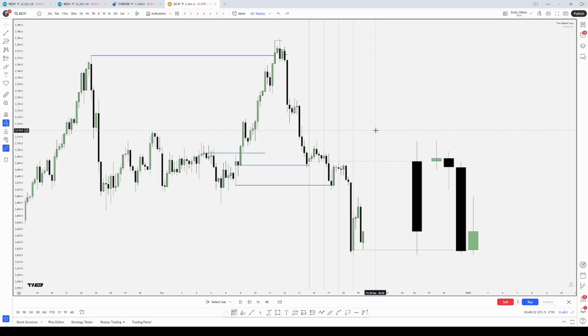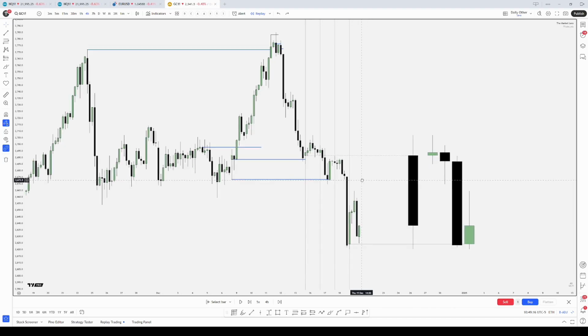Fave time frame for trades. Doesn't really matter for me. I mainly enter on the 5 minute or 3 minute, but everything's framed off of the daily, 4 hour, 1 hour. Sometimes 30.